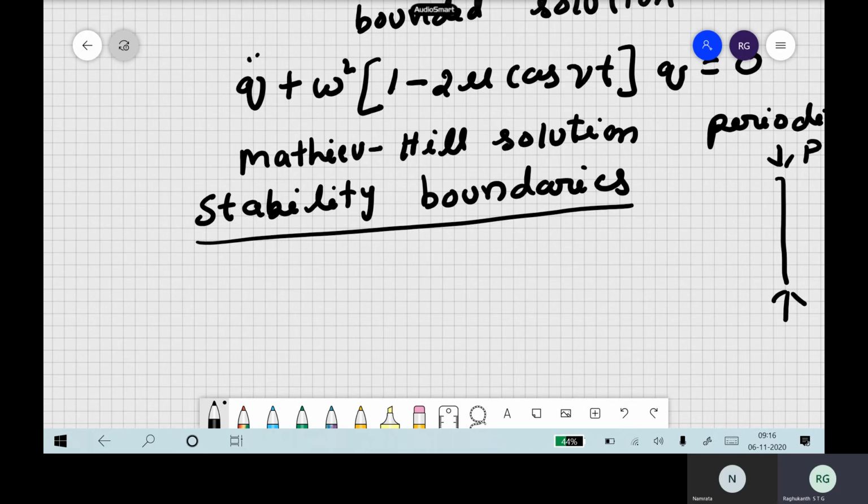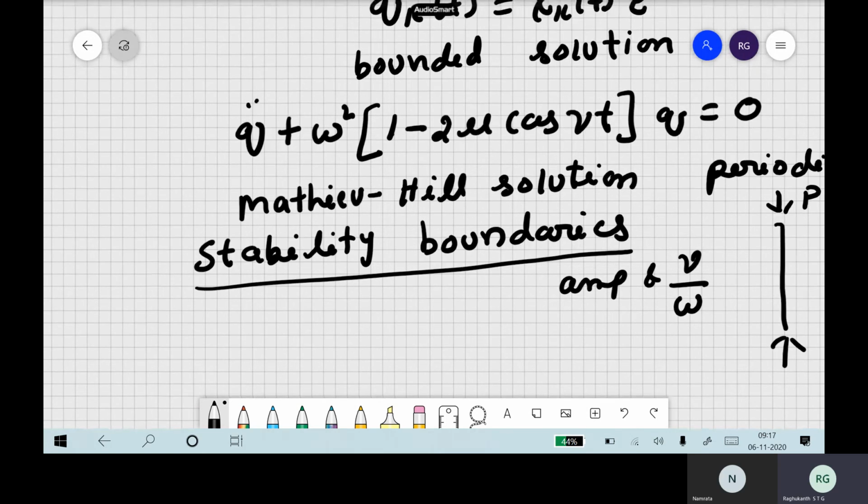So which region we should escape. It is a combination of the amplitude of the load and your nu, that is the frequency of the load. We non-dimensionalize, so we write nu by omega, where omega is the natural frequency of the system. So which regions are the most dangerous? This equation has a periodic coefficient, so the solutions are a little bit complex here.